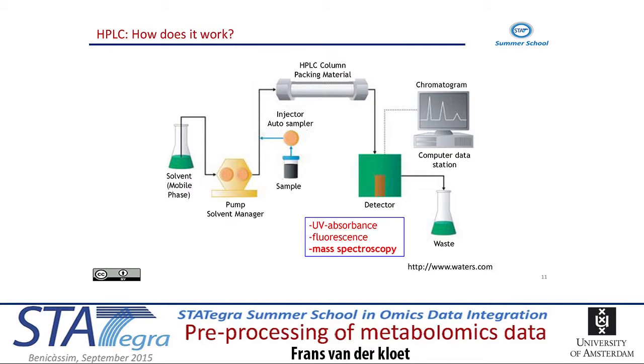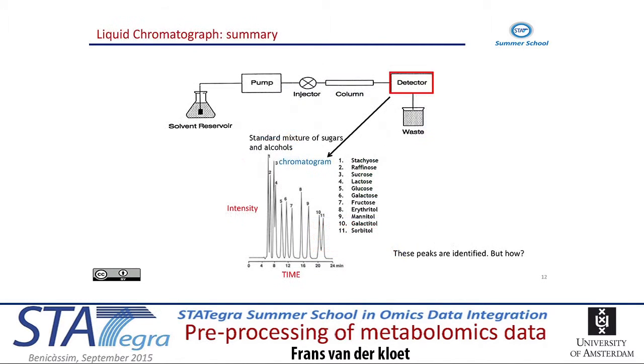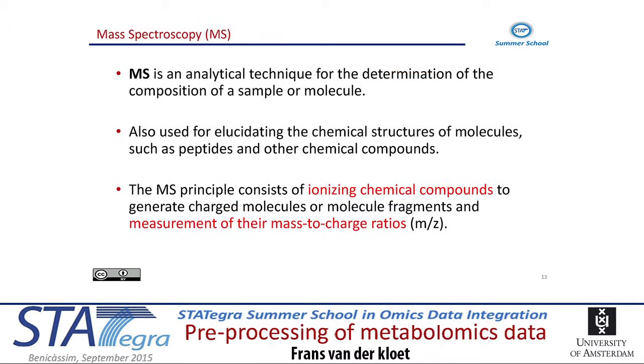So if I look back at my whole system again, I've got a couple of detector types, and mass spectrometry is the one most used in metabolomics, and that's the one we will be focusing on. So the summary here: everything I put in reaches the detector, and I get my chromatogram. Every peak is a different compound, so they were identified. How were they identified? That's the main thing, and that's where we come to mass spectrometry.